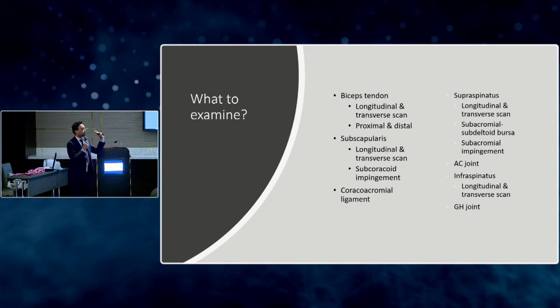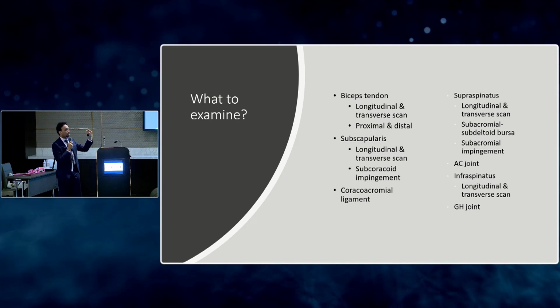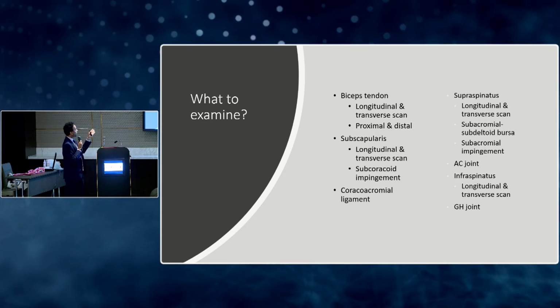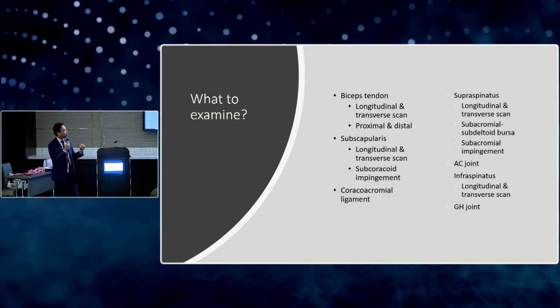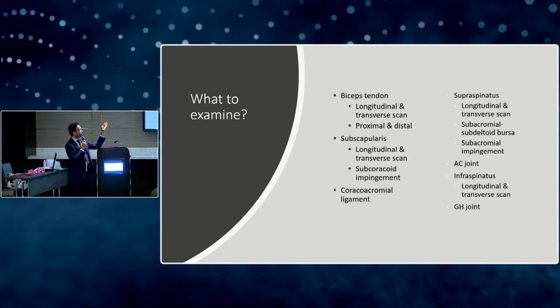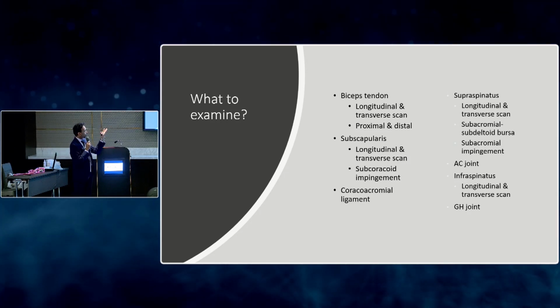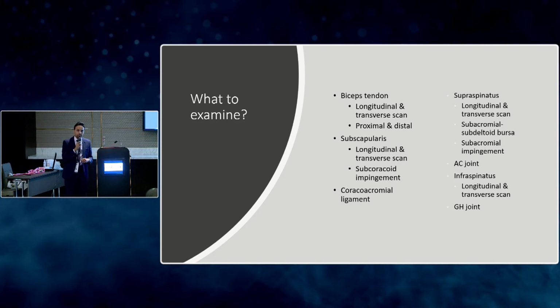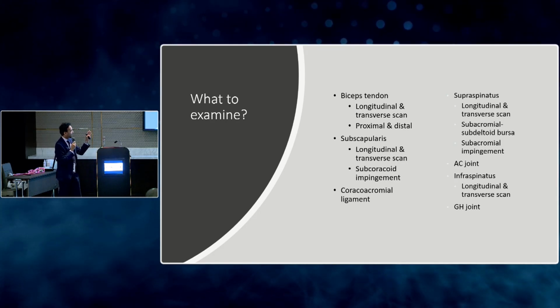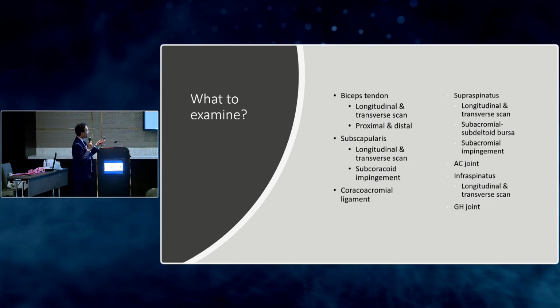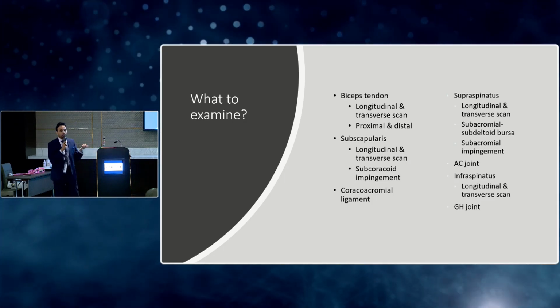So what to examine? We will scan the biceps tendon in longitudinal and transverse. We will scan the subscapularis tendon, the coracoacromial ligament, the supraspinatus in longitudinal and transverse, and also the subacromial-subdeltoid bursa. We will look at the acromioclavicular joint, the infraspinatus tendon, and lastly the glenohumeral joint.